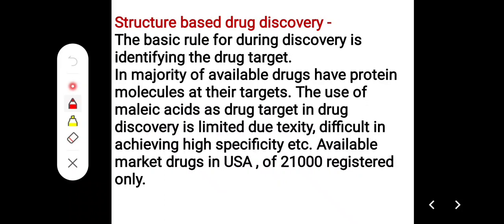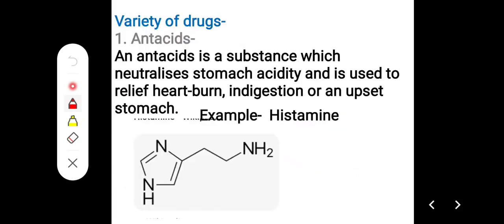The use of malic acid as a drug target in drug discovery is limited due to toxicity, difficulty in achieving high specificity, and so on. The available market drugs in the USA are up to 21,000 registered only. Now we have to know the variety of drugs.